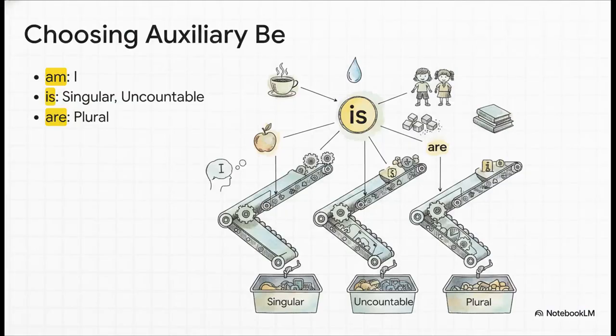Now, when you're building that formula, choosing the right auxiliary verb, that little be verb, is absolutely critical. And it depends entirely on your newly promoted subject. It's basically a matching game. We use am only with I. We use is with singular pronouns like he, she, and it, with singular nouns, and really importantly, with uncountable nouns like coffee, water, or information. Finally, we use are with plural pronouns like you, we, and they, and with plural nouns. Just match it to whatever word is now sitting at the front of your sentence.